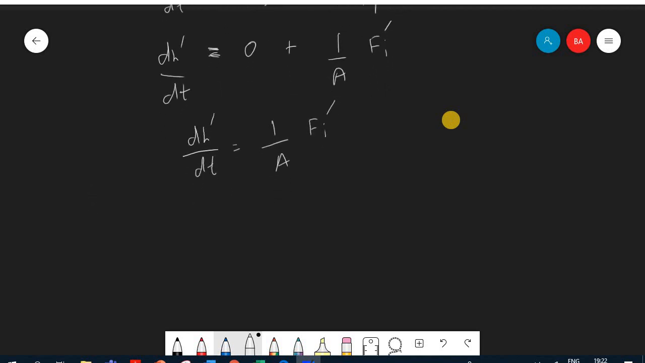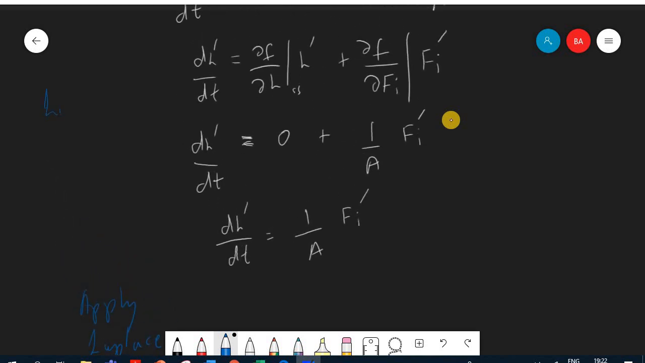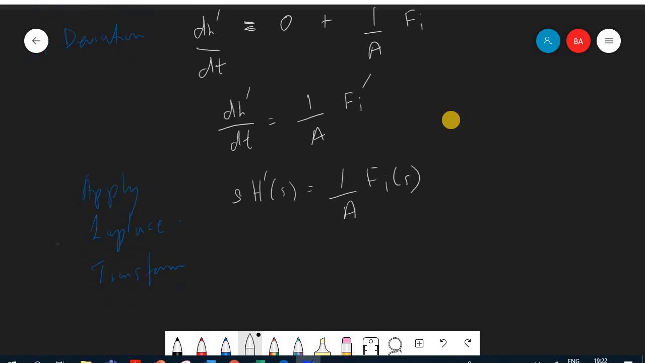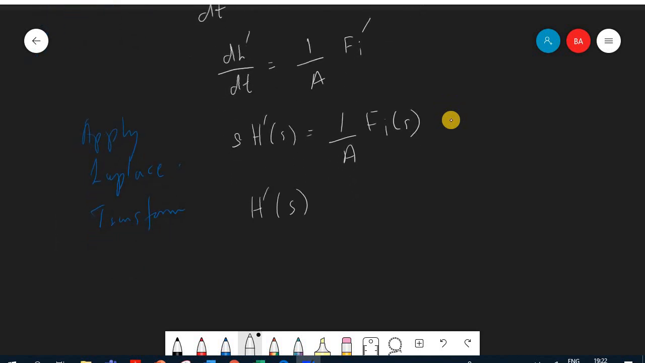Now, taking Laplace, so I apply Laplace now. I just want to write here that I have applied the linearization plus deviation steps, putting it in a deviation format. So now applying the Laplace transform, the differential equation will be s into h prime of s is equal to 1 over a, and this will be phi in the s domain. And now I divide h prime by phi in the s domain, which is equal to 1 over as.